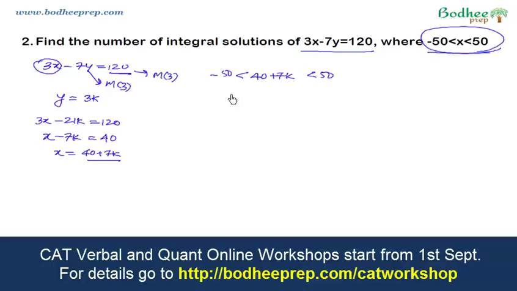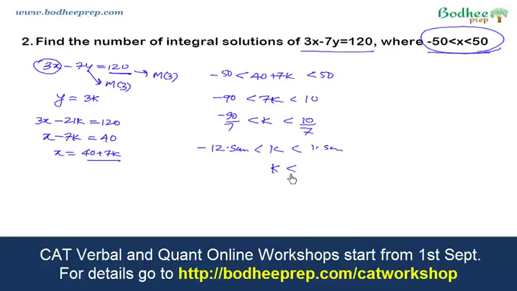So let me subtract 40 in this inequality. So it would be minus 90 less than 7k less than 10, and again dividing by 7, it would be minus 90 by 7 less than k less than 10 by 7. Now it is simple to understand that this particular portion would be minus 12 point something, and that has to be less than k, and k has to be less than 1 point something, right? Because 10 by 7 would be 1 point something. So since we need to find the integral values of k, we can say that k has to be less than or equal to 1 and greater than or equal to minus 12.